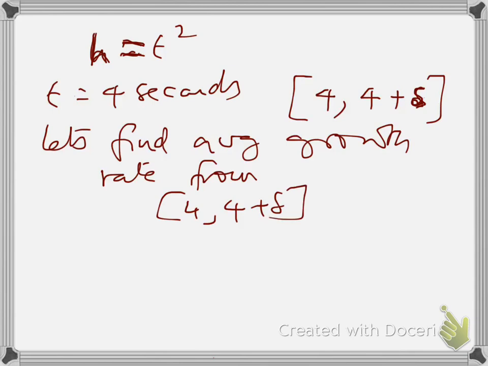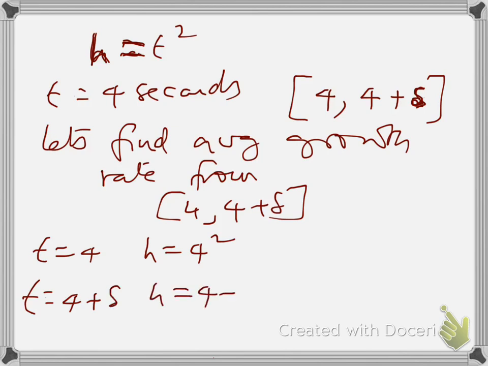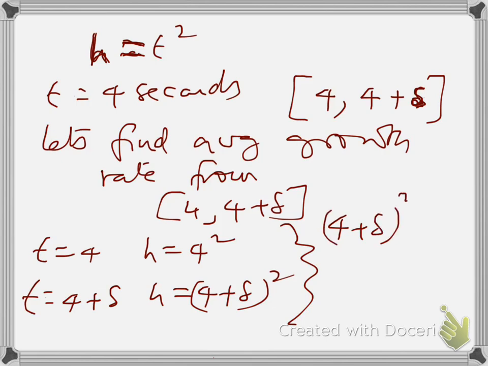How are we going to find that? At t equal to 4, the height will be 4 square. Time, if you square it, you are getting height. That's how the special child is born. Okay, he is born with a special status. He is growing like that. And at t equal to 4 plus delta, the height will be 4 plus delta whole square. So if I calculate change in height, final height minus initial height, by final time minus initial time, this gives you the average growth rate.